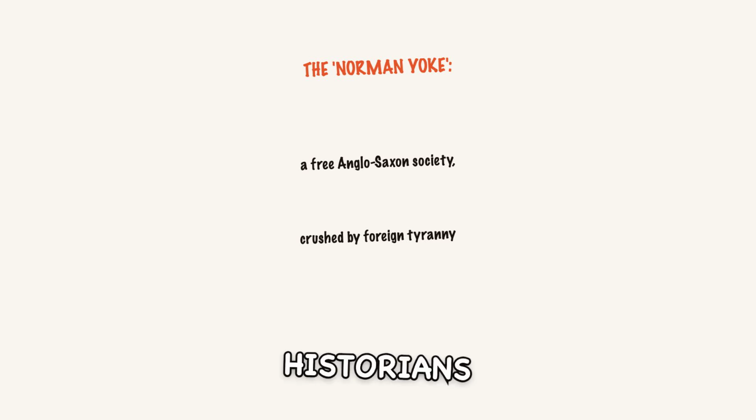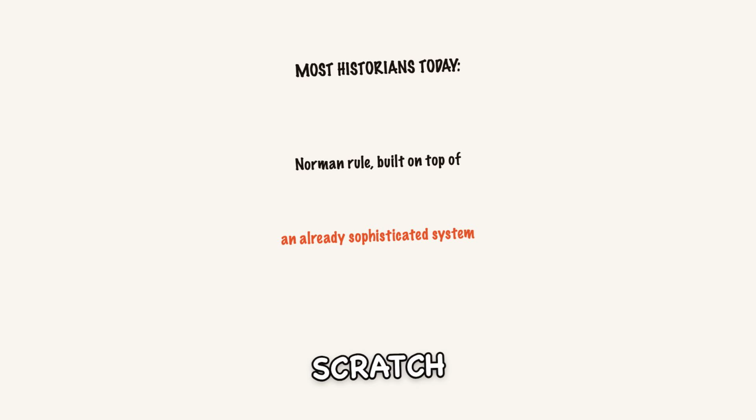But most historians today argue for a more balanced view. Norman rule was built directly on top of an already sophisticated Anglo-Saxon system of shires, sheriffs, and royal writs, rather than inventing English government from scratch. What changed most dramatically wasn't necessarily how England was governed on a daily basis, but who was doing the governing, and how completely that new Norman elite replaced the old one at the very top.